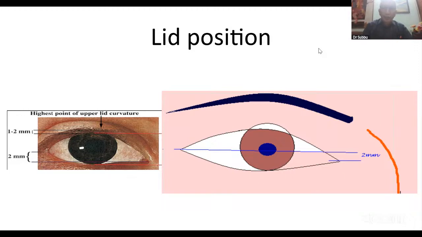And as you all know, both the lids meet at corners, which we call the canthus. So there are two canthi, the medial canthus and the lateral canthus. They are acute angled structures. They are not rounded off. Another thing that you have to know is that both the canthi are not at the same level. The lateral canthus is about 2 millimeters higher than the medial canthus.